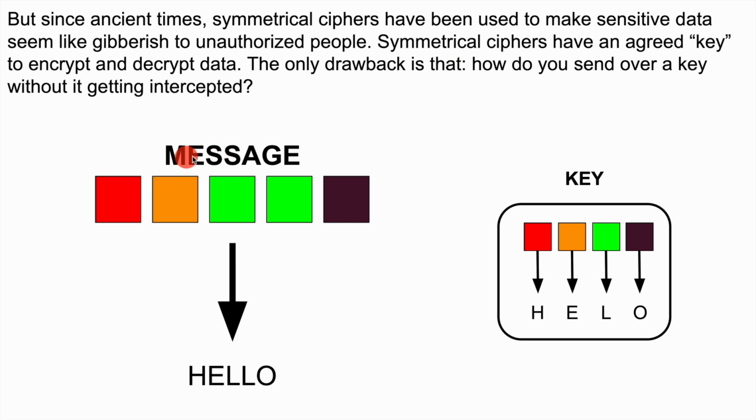A cipher takes a message, and on the glance, if I didn't show you that this meant hello, you might not know that it means that. But using this key, you know that red is H, orange is E, green is L, and brown is O. So you have hello. Now, the problem is, how would you be able to send the key to someone without the key getting caught?